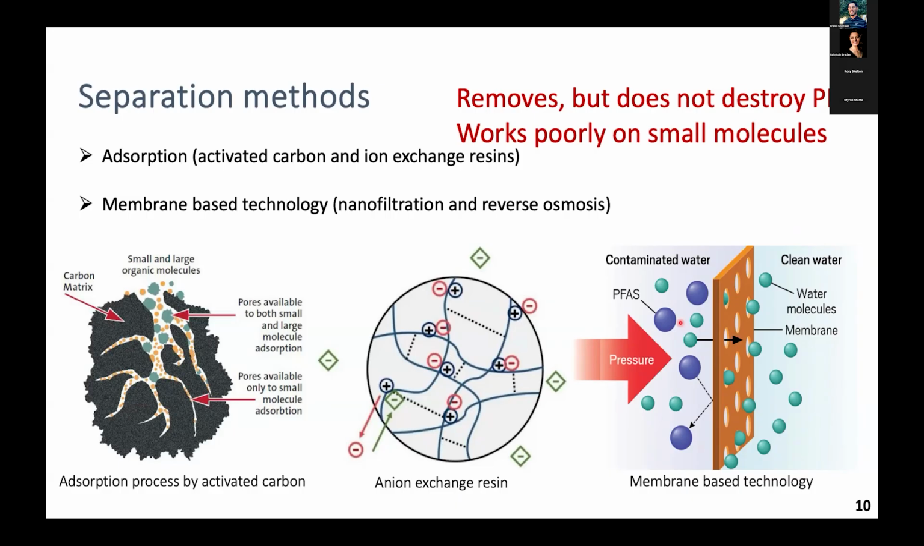So these separation technologies can be very effective at removing these PFAS molecules from the water, but they don't destroy the PFAS. They're just moving it from one place to another place. And as I pointed out, they don't work as well on the small molecules. And there's been efforts within the industry to use more small molecules instead of long molecules because the small molecules are less bioaccumulative. Okay, but it kind of works against these removal technologies.